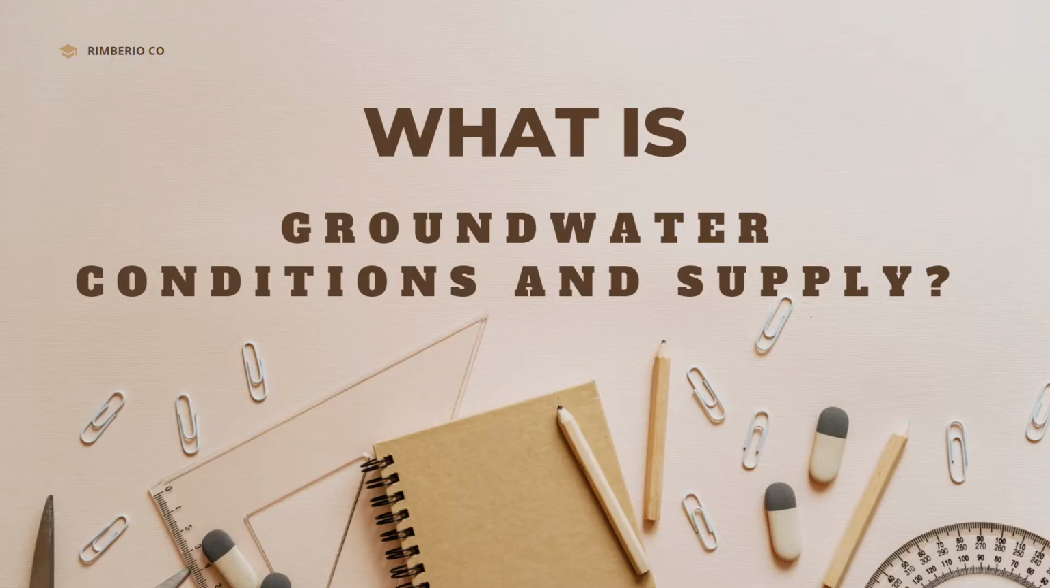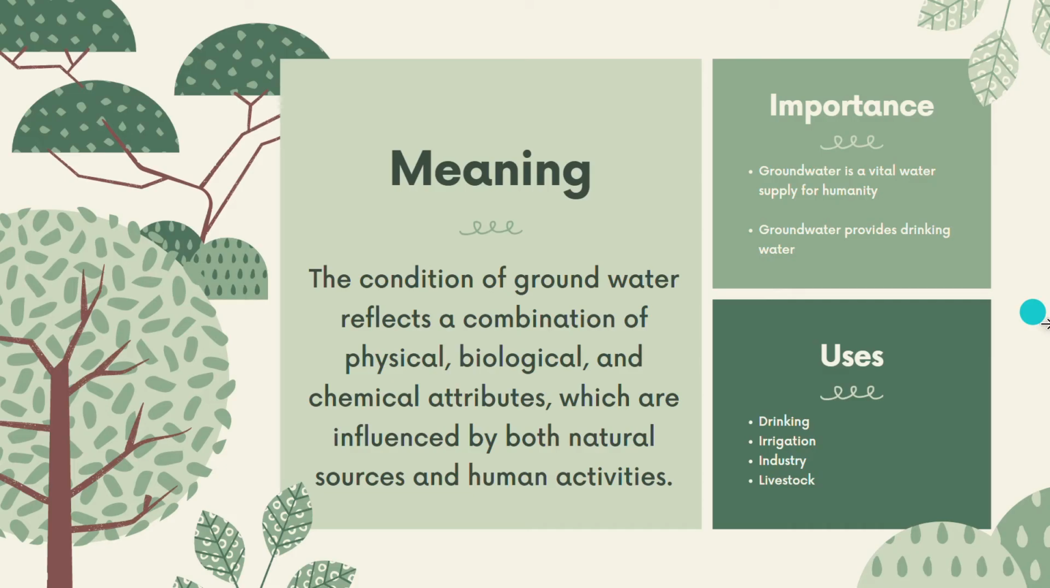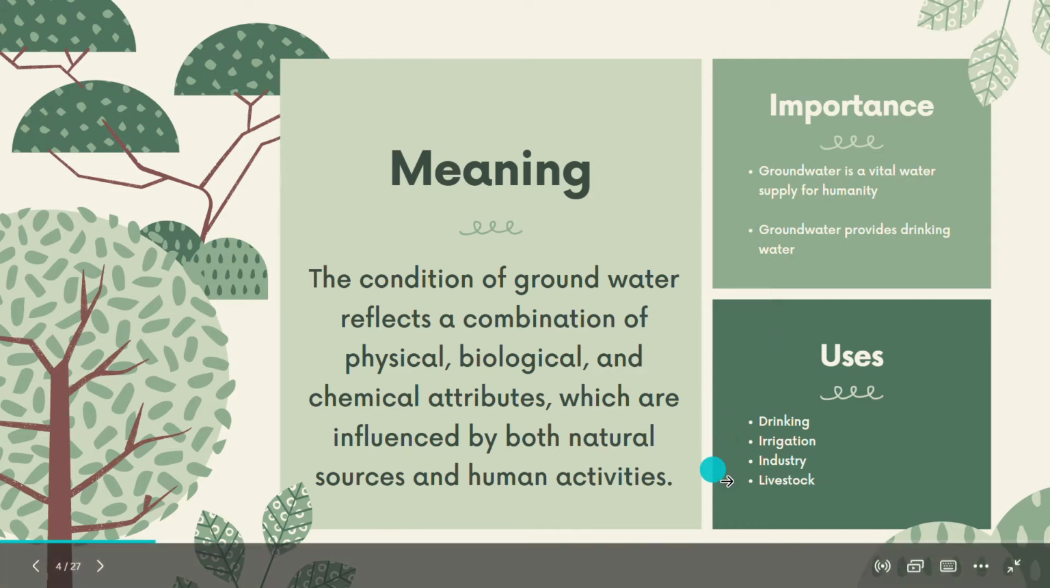Before anything else, let us know first what is groundwater conditions and supply. So, we have the meaning, importance, and uses. The meaning: the condition of groundwater reflects a combination of physical, biological, and chemical attributes, which are influenced by both natural sources and human activities. The importance: groundwater is a vital water supply for humanity. The second one is groundwater provides drinking water. The uses are drinking, irrigation, industry, and livestock.